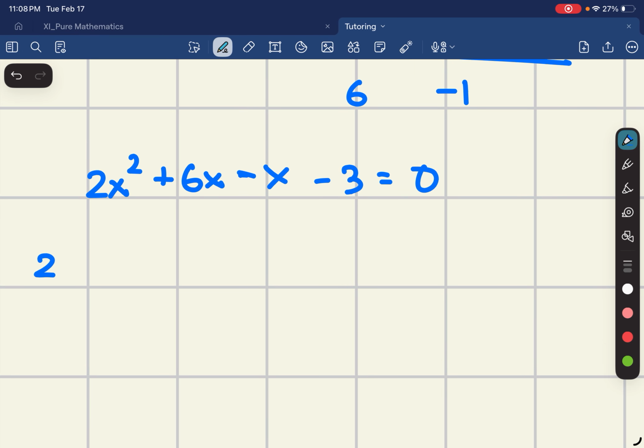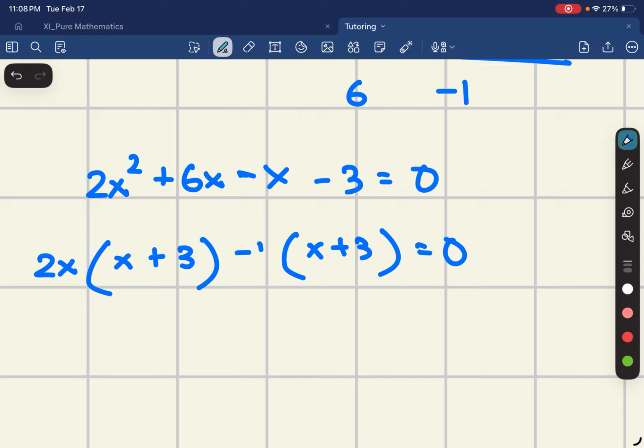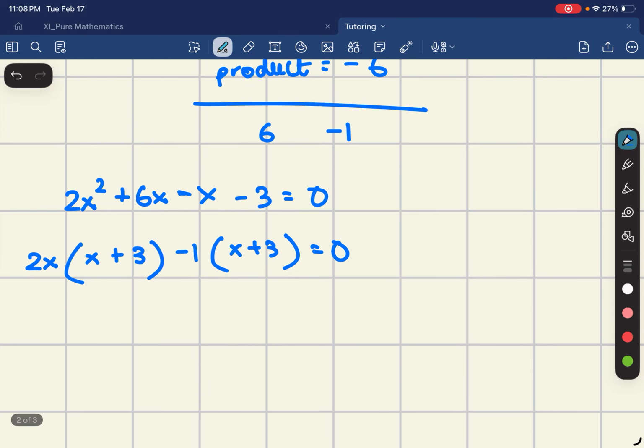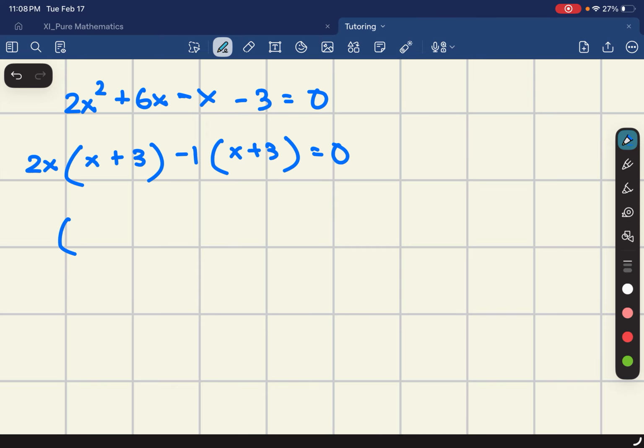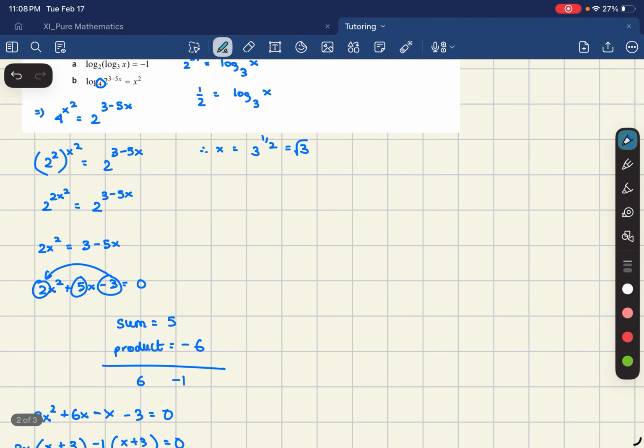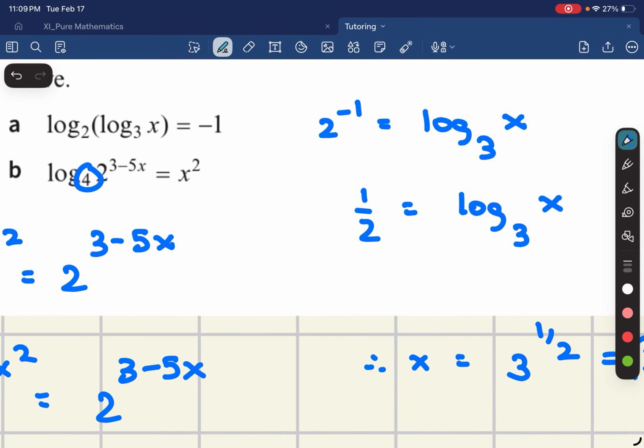But now I can factor out 2x from the first term, and I get x plus 3. And I want to make sure that I have an x plus 3 in my second term as well. So I can factor out a minus 1 from here. So I'm sure that you have gone through factoring in 10th grade. If you haven't, we'll go through it in the next chapter. I think that is related to quadratic functions. So now you have 2x minus 1, x plus 3 equal to 0. So x can be negative 3. x is equal to 1 over 2. Right? So you set this to be 0 and you set this to be 0, and you get 1 over 2 and negative 3.